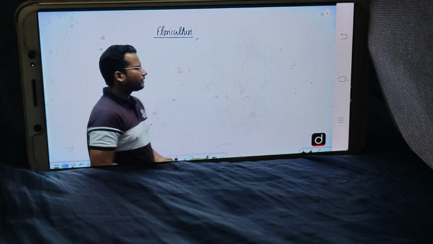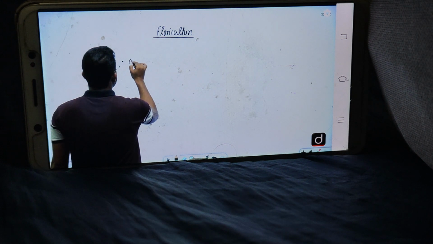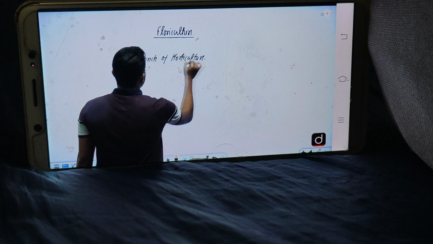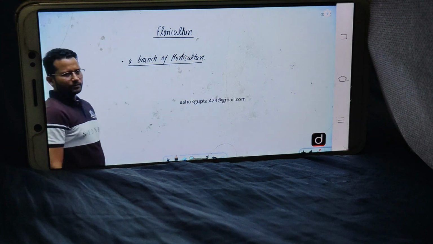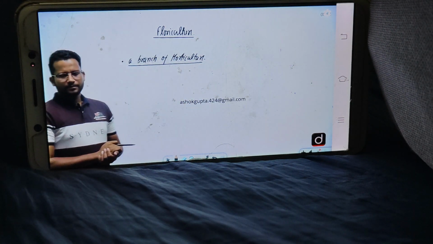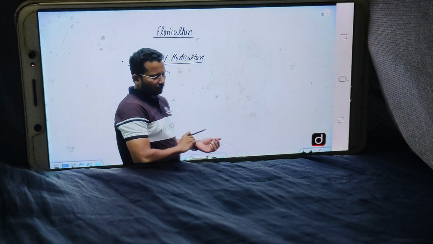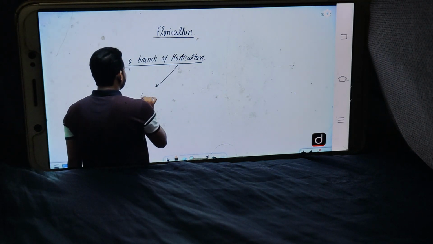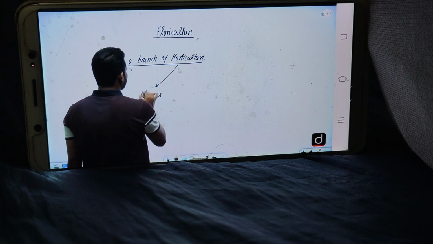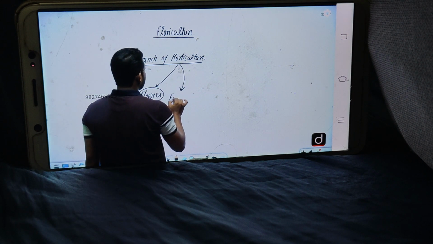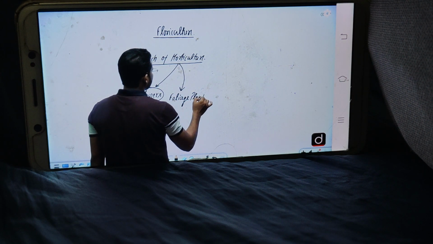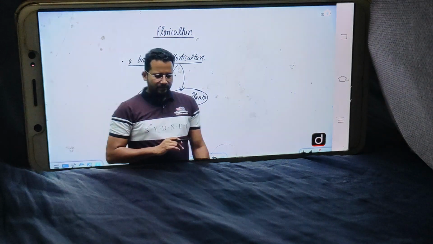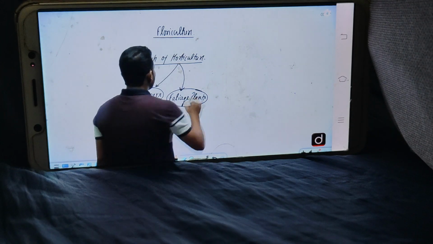Now you need to remember that floriculture is a branch of horticulture. After completing floriculture, we'll discuss horticulture. So it is simply a branch of horticulture, and it includes cultivation of flowers, foliage plants, and ornamental plants.